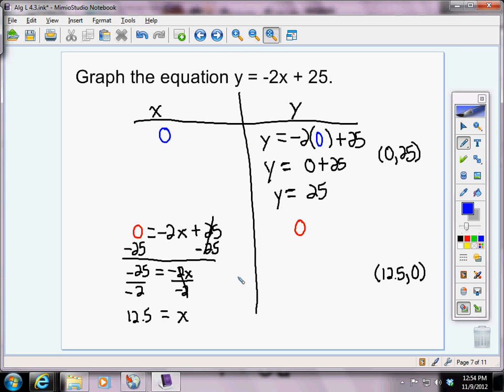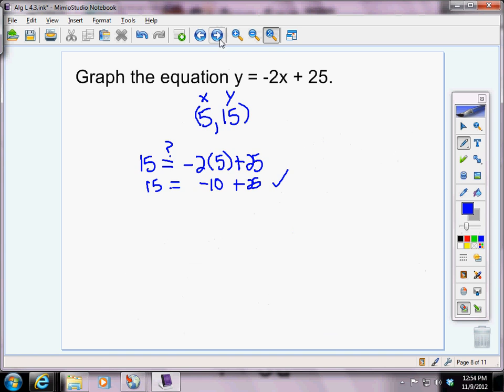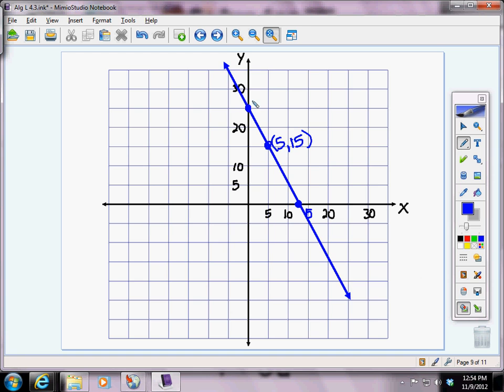So, just to kind of reiterate, you substitute 0 in for x, solve for y. That becomes your y-intercept. You put 0 for y and solve for x, and that becomes your x-intercept. You're going to graph these 2 points right on the axes and draw a line through them to represent all the solutions to your linear equation.